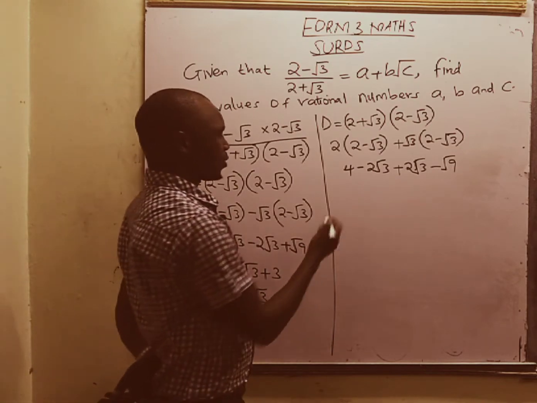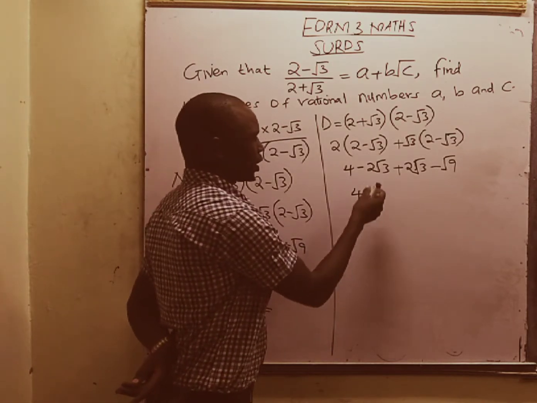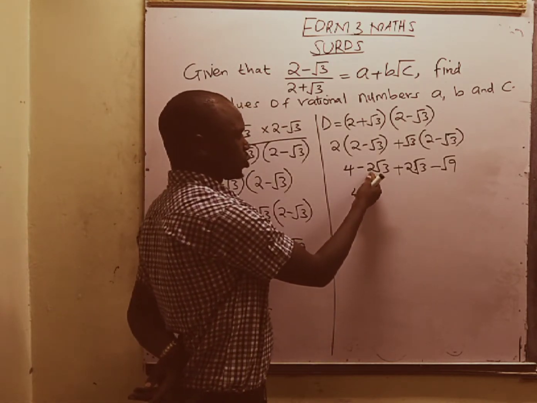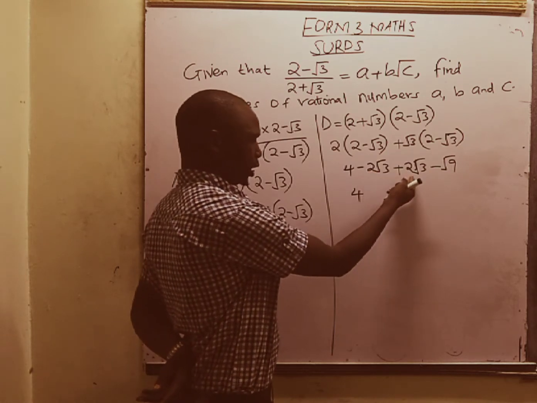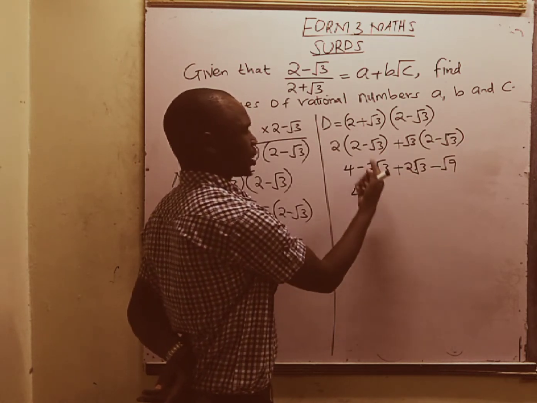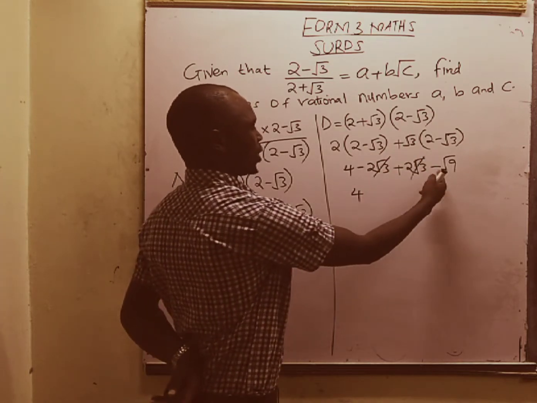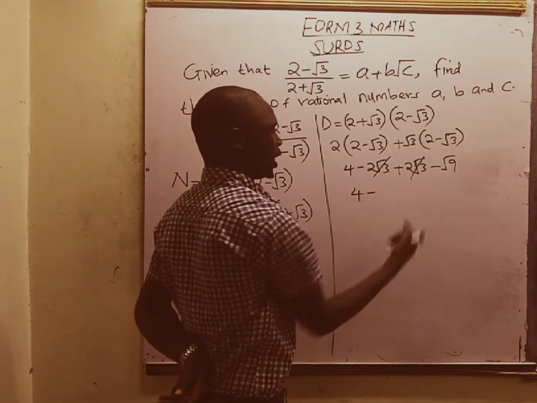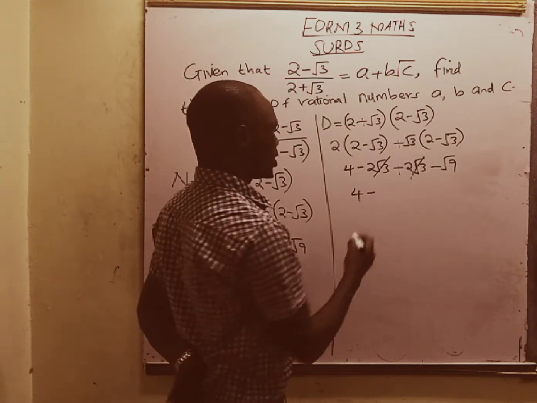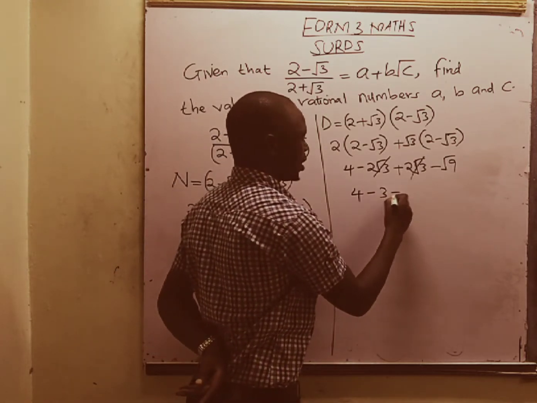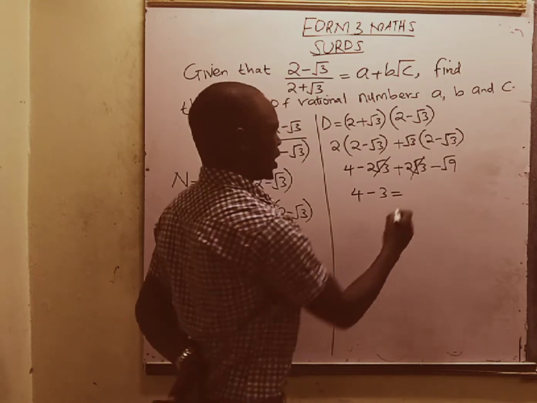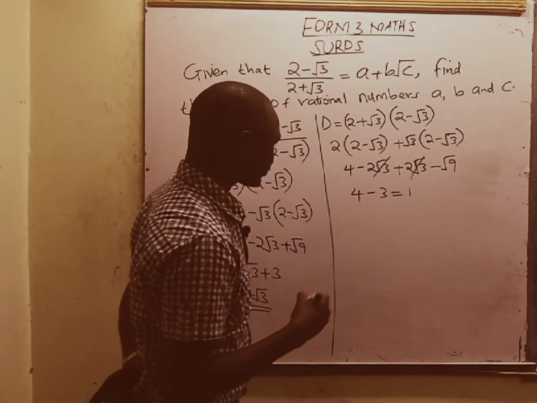Going down, we are going to have 4. Then if you take minus 2 root 3 plus 2 root 3, it is the same as 2 root 3 minus 2 root 3, which will give us 0. Then of course, we are going to have minus root 9, and the square root of 9 will give us 3. And if you take 4 minus 3, the answer will be 1.